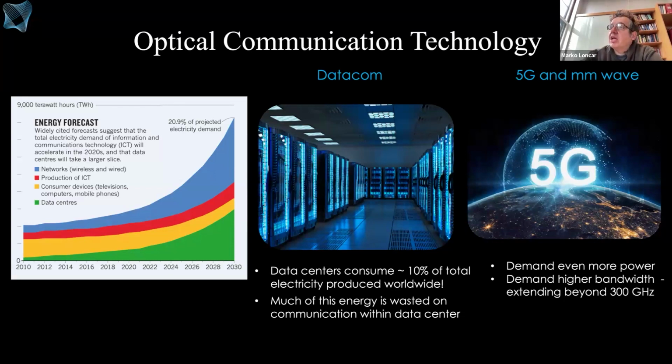Much of this energy in data centers is burned on shuttling information via electrical wires. And if you have metal, then you have ohmic losses. It's like your toaster back home in your kitchen: if you send electricity through an electrical wire, you generate a lot of heat. That's not a very efficient way to send information. So that's why people started using optical communication channels to send information even over shorter distances.